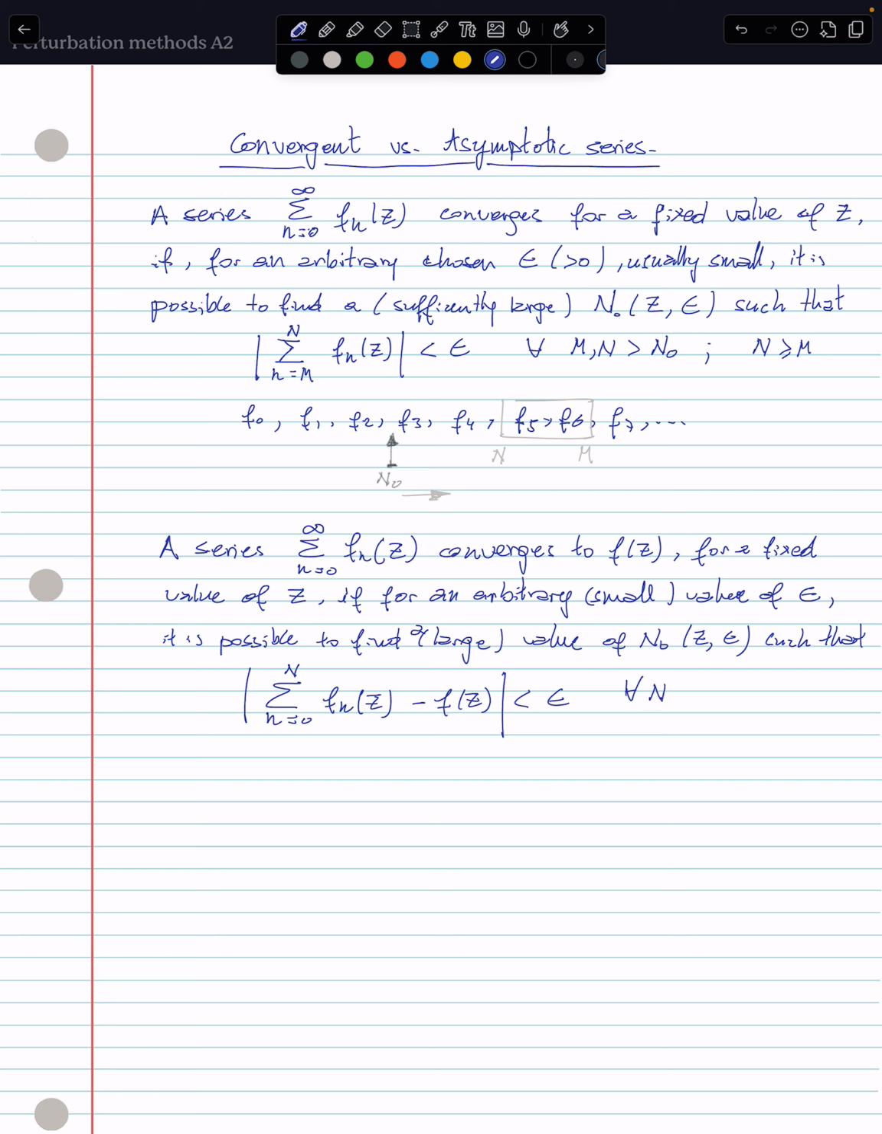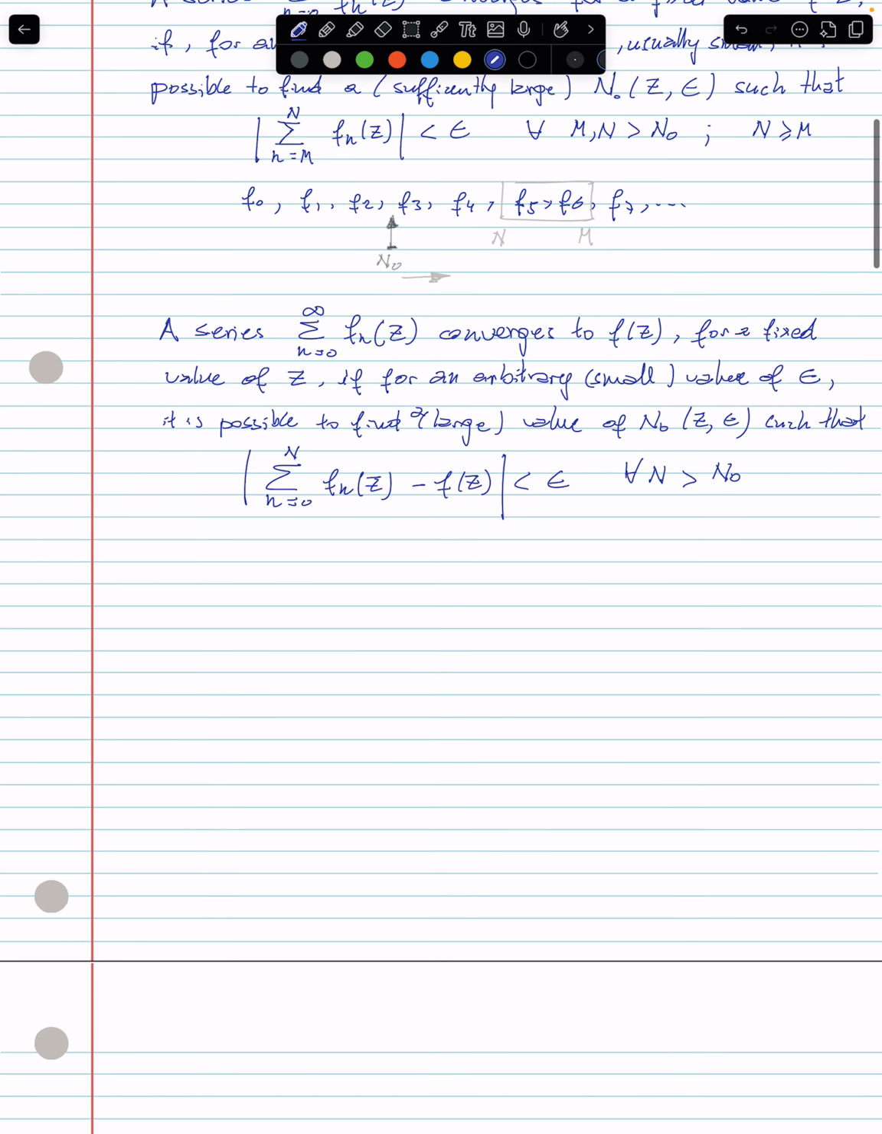Provided you truncate at an index capital N, which is larger than n0, okay? So meaning in this case, following the same spirit, it just means that you can make the difference or the discrepancy between the result of that summation here and the target function that you're looking for, f(z), the one for which you'd like to get a series representation, as small as desired, provided you truncate the series here at a sufficiently large value of n. All right, maybe just an example here.